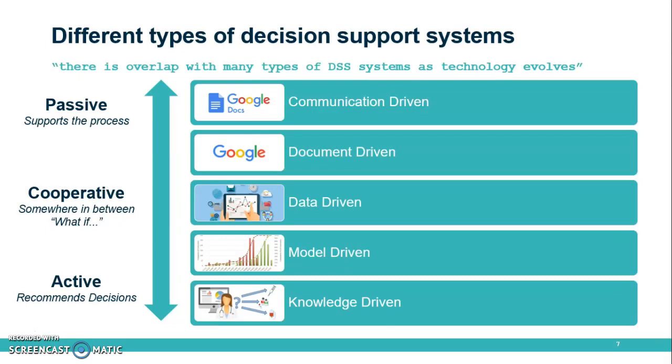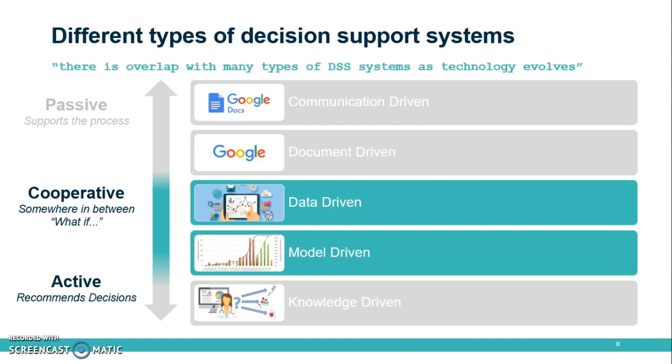And then anywhere in between, we start talking about what-if scenarios for data-driven DSS or model-driven DSS. It really puts the data in the hand of a user and allows them to interact with the system and go through an iterative process determining what would happen if variables were changed and what that would do to the outcome. We're really going to focus more somewhere in the middle, which is more in the cooperative area, data-driven and model-driven, which are used very frequently in the workplace.